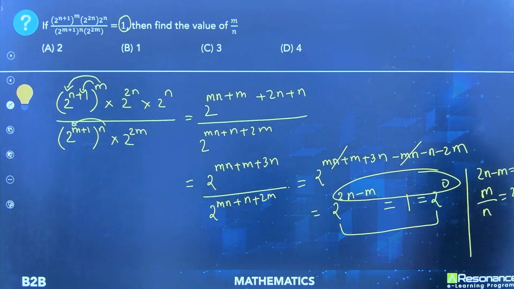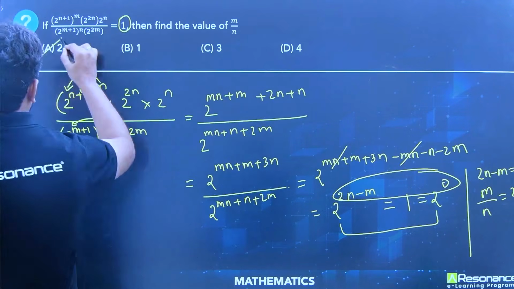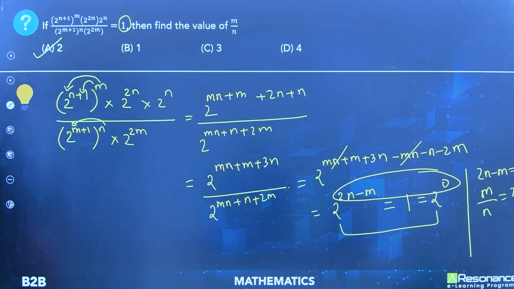Everybody got different answers. Okay, now you are getting option A. M by n will be equal to 2. I think so. This is the first question in which students gave a wrong answer. Okay, very good.